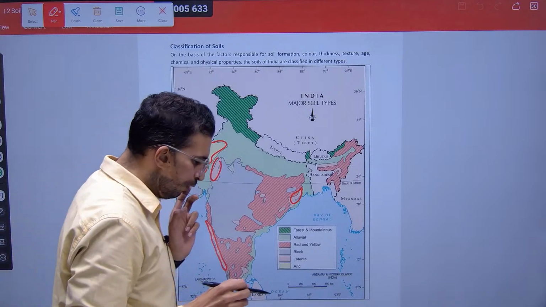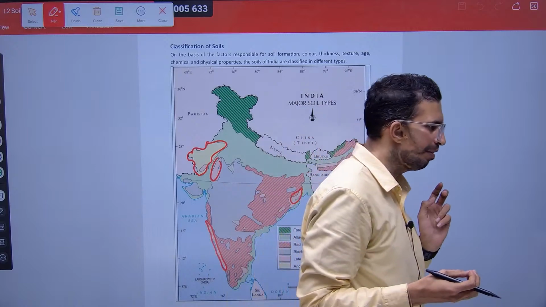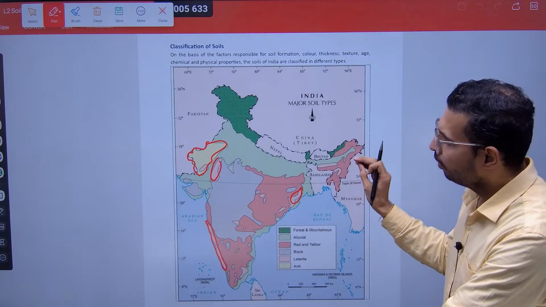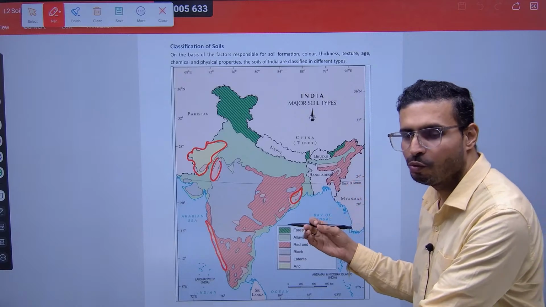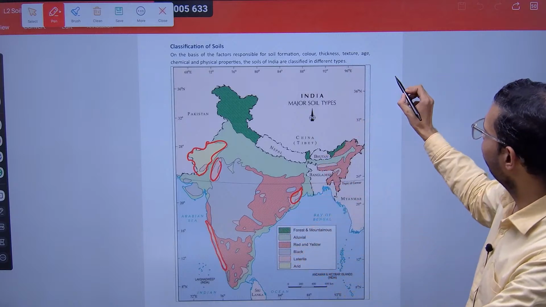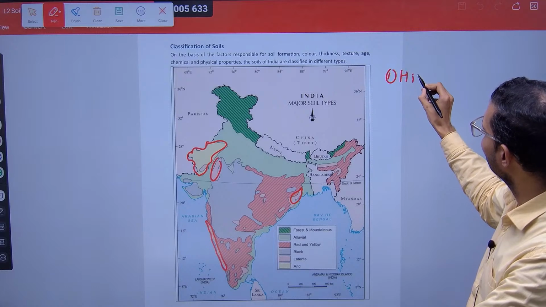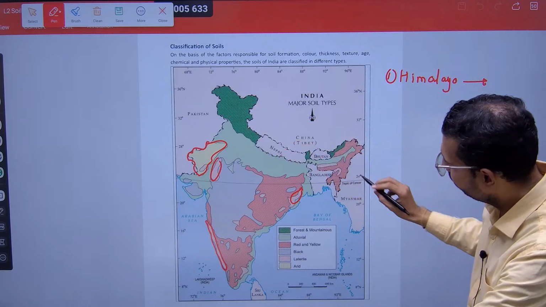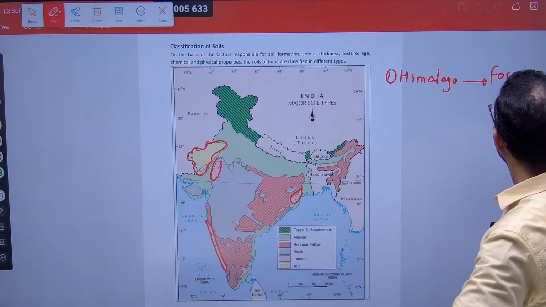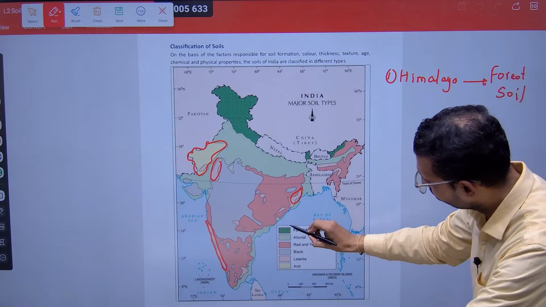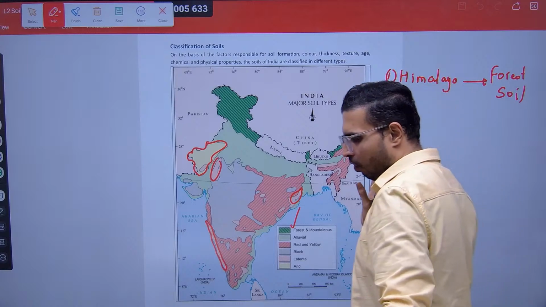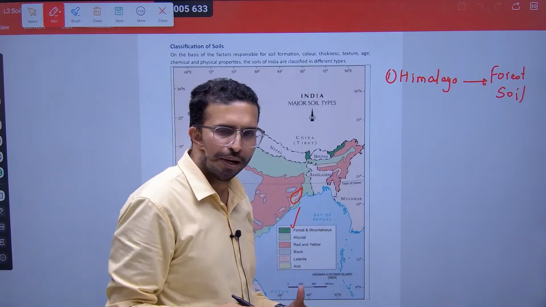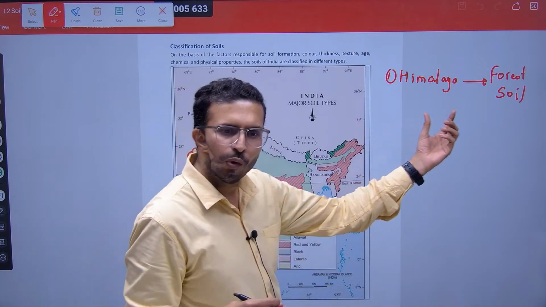Now we have seen the major physiographic divisions. What are those? The major physiographic divisions correspond indirectly to the formation of soil. First, the Himalaya, where we have forest and mountain soil. This is not actually a scientific correlation, just for the sake of remembering data, we are correlating.